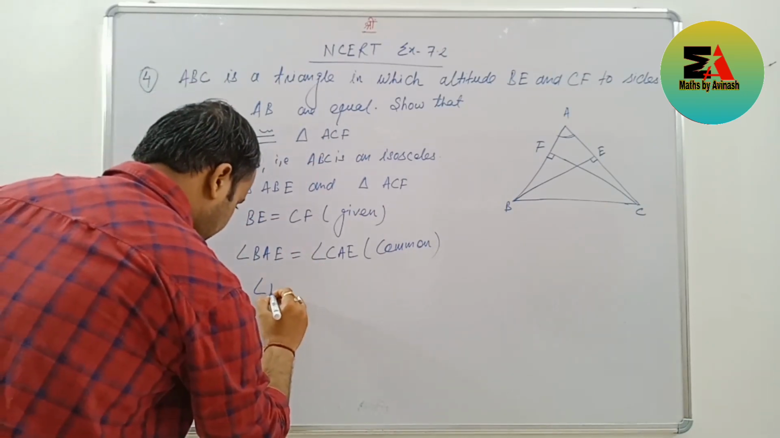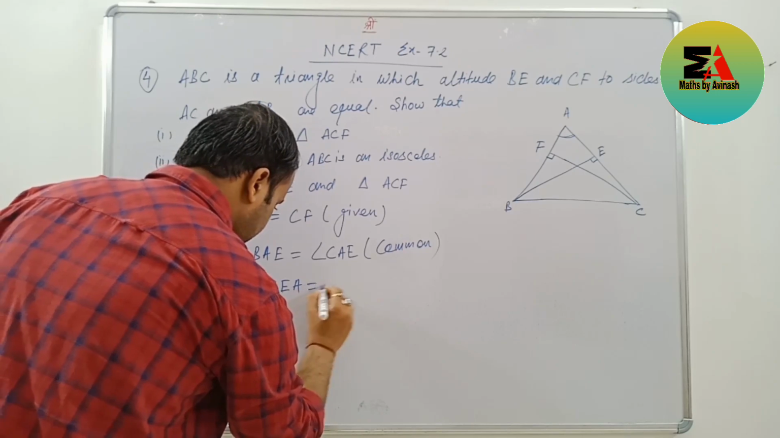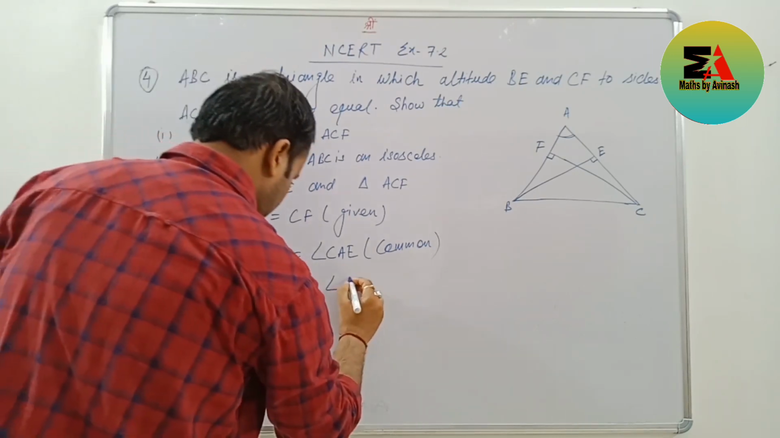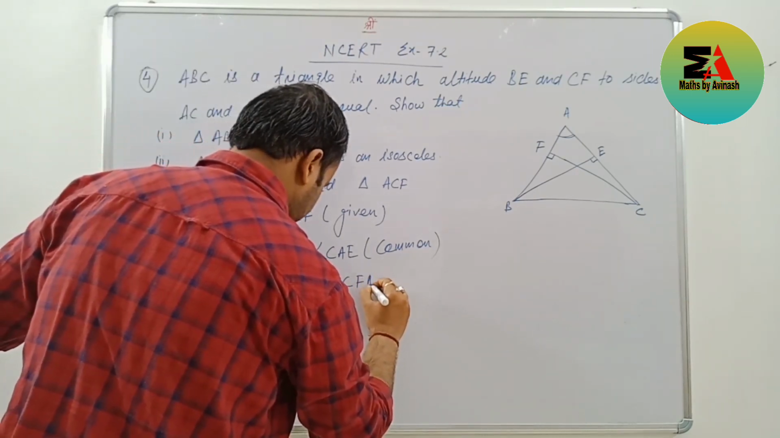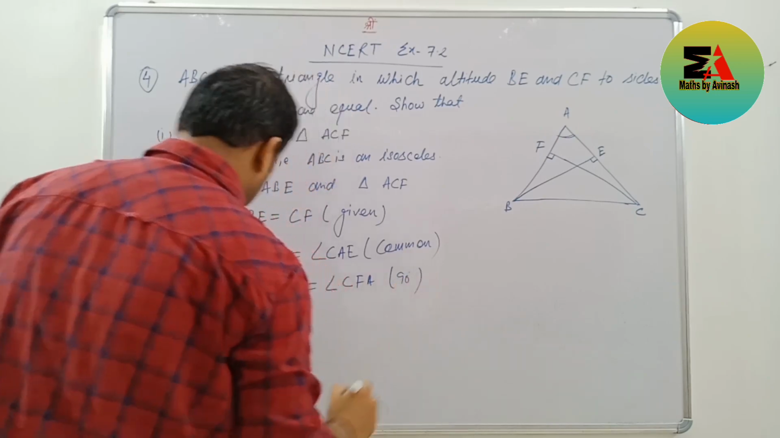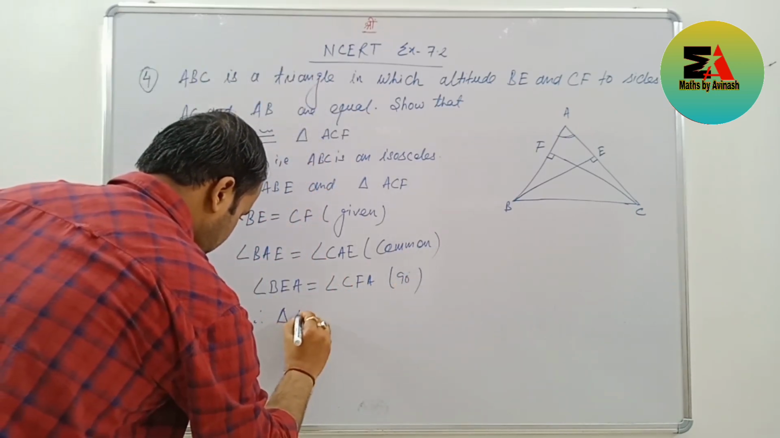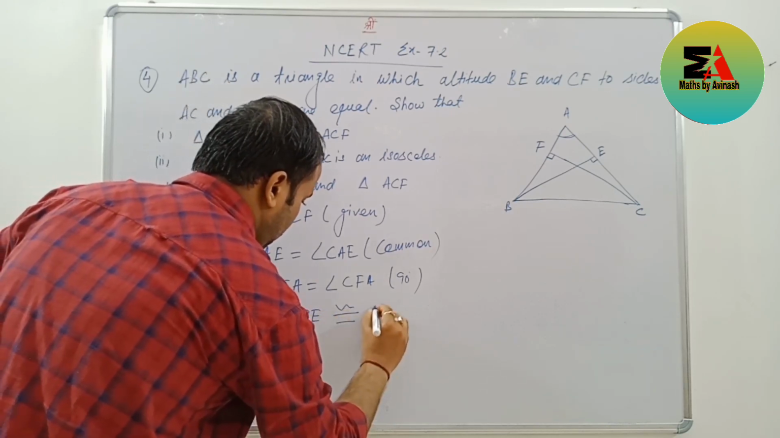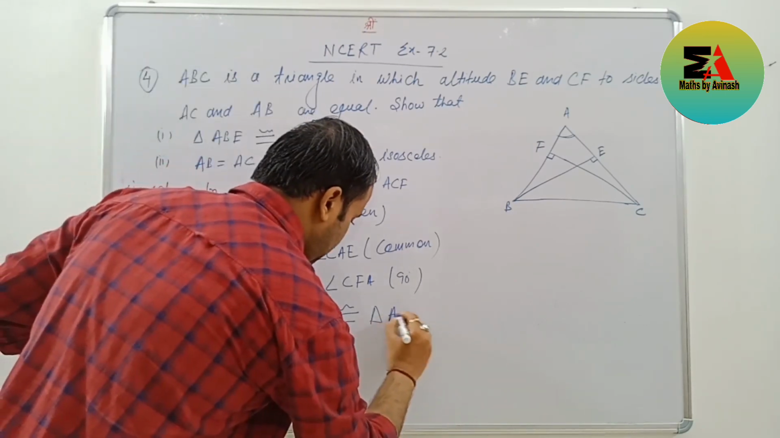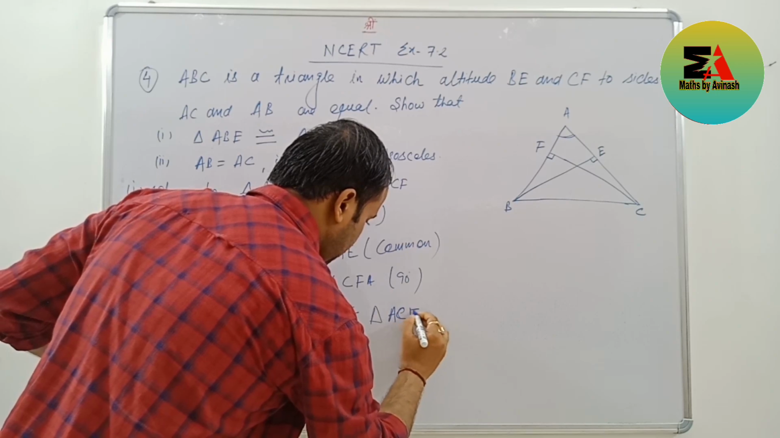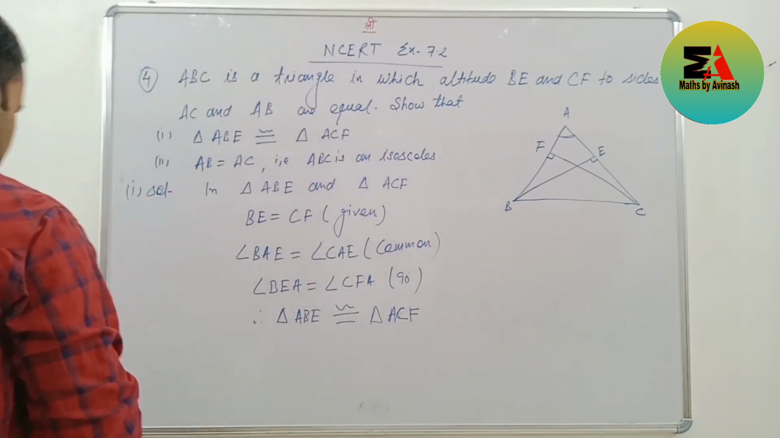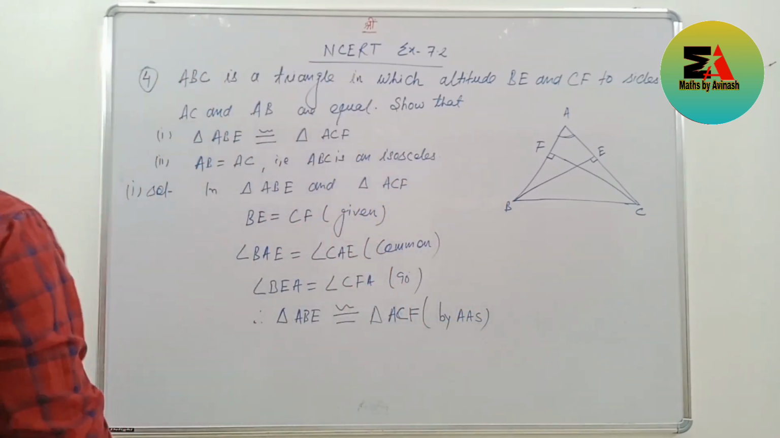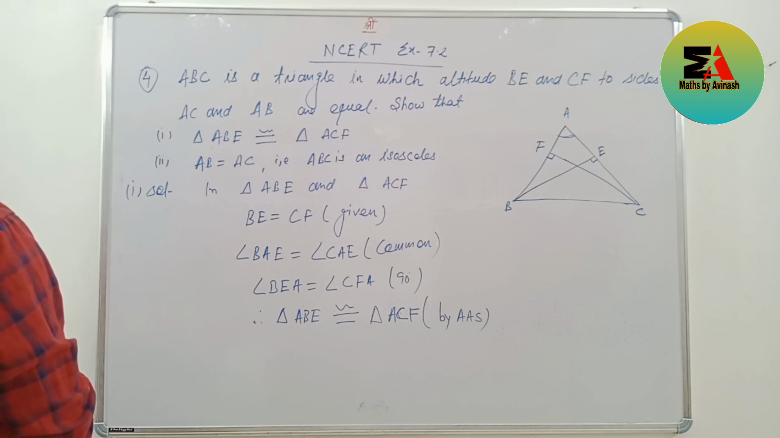And angle BEA equals angle CFA, this one is 90 degrees. Therefore, triangle ABE is congruent to triangle ACF by AAS congruency. When triangles are congruent, then what do we say?